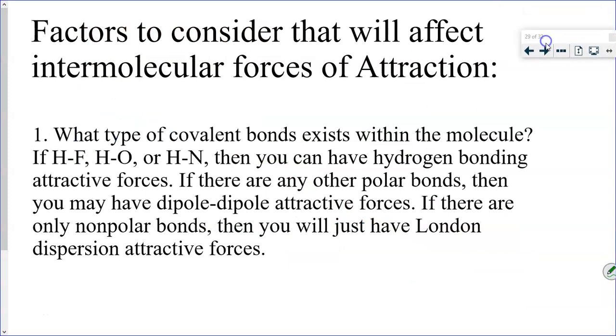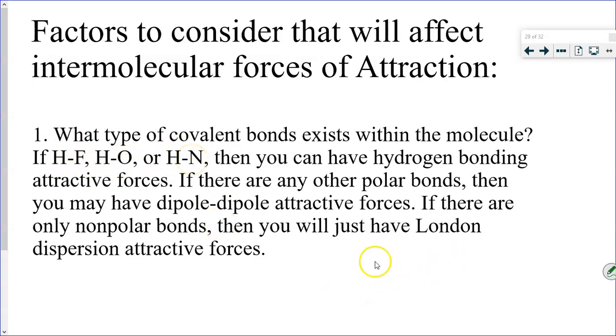All right, so here are some factors that are going to affect these things. What type of covalent bonds exist in the molecule? If you've got H-F, H-O, or H-N, you can have hydrogen bonding. If there are any other polar bonds, then you may also have dipole-dipole. So we have to consider polarity. We talked about that last unit, but we also have to use it this unit, because whether or not a molecule is polar will affect the types of intermolecular forces it has. If it is polar, it's at a minimum going to have dipole-dipole, but it might have hydrogen bonding if we have the right type of covalent bond.